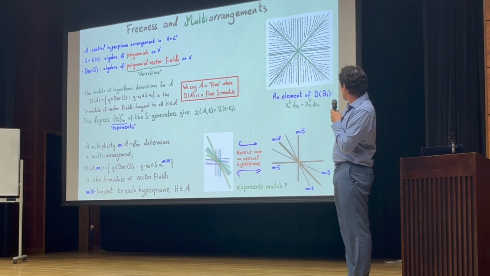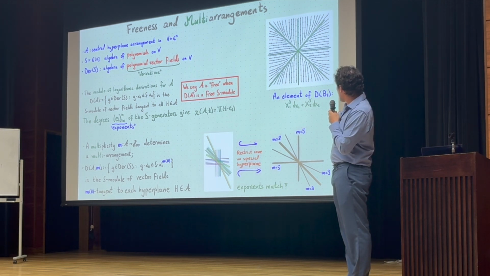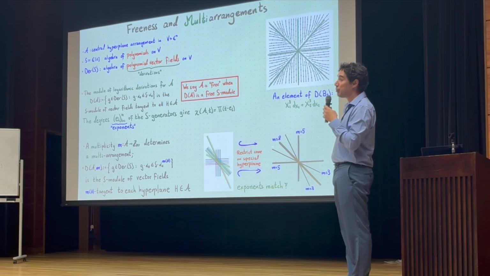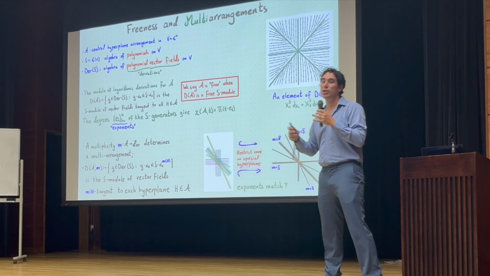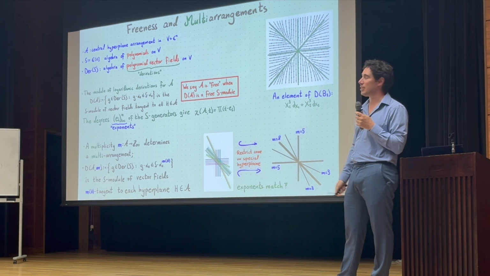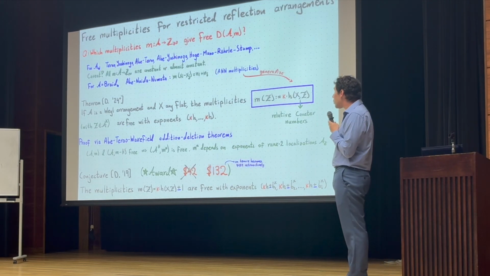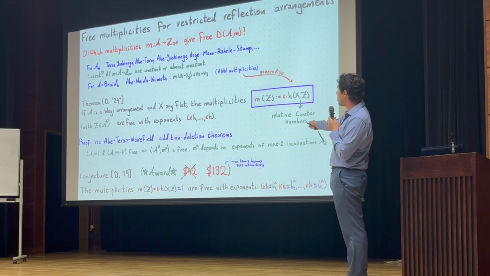So when you count vector fields that are tangent to the hyperplanes, if you say I want a higher degree of tangency, it's like considering the hyperplane many times. And in the deformation, you also know where to put it. Here, we just consider it many times, but it's differential. It's a very big problem in the theory to figure out, for a particular hyperplane arrangement, which multiplicities are free.